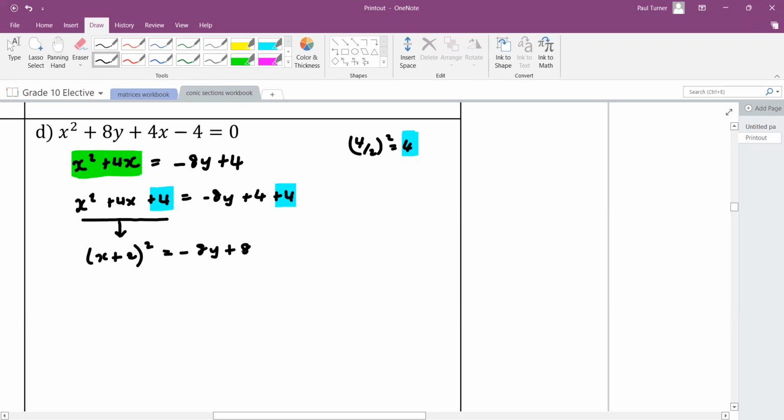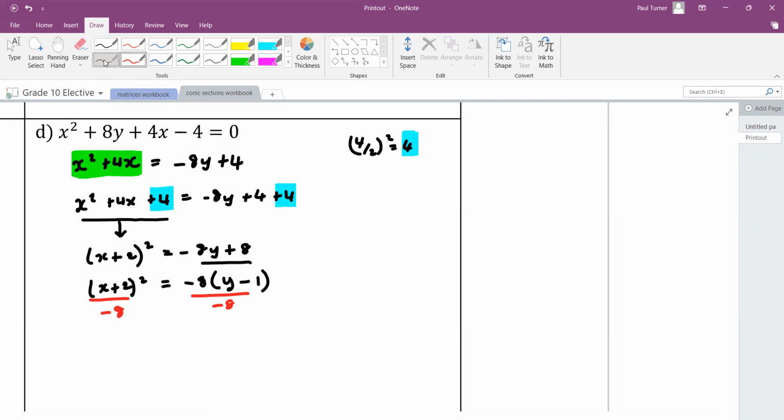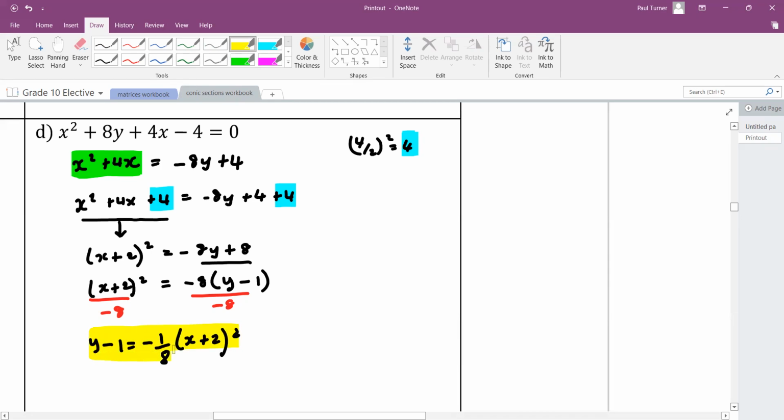-8y plus 8. So I'm just going to swap these around, or I might do that after. So let's leave it like this. x plus 2 all squared. I'm going to factorize out -8 now from this part here. So factorize -8, you'll be left with y minus 1. Okay, and then now I divide by -8 both sides. So then I'm going to have y minus 1 is equal to -1/8 (x plus 2) squared. So now I've made it look like the parabola with the vertex and the a value evident.